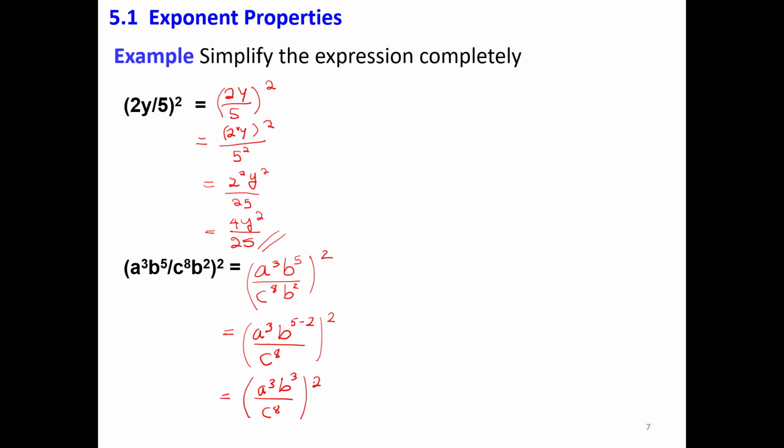Now we need to raise this expression to the second power, and I will do it here. Okay. Then 3 times 2 is 6. B, 3 times 2 is 6. 8 times 2 is 16. Yes. And this is the answer. We cannot simplify this expression more.